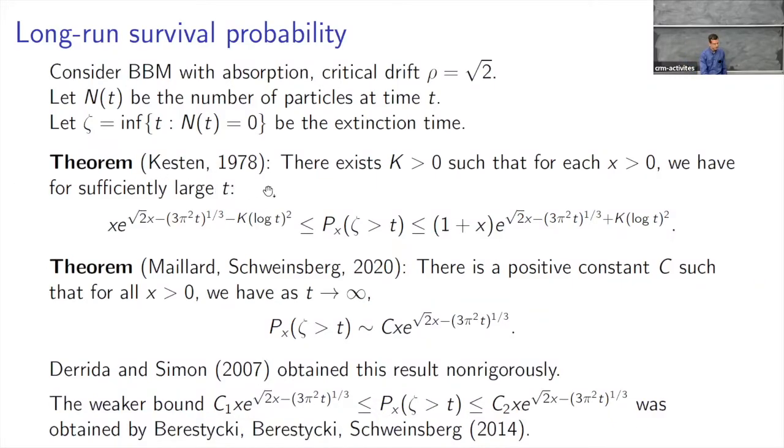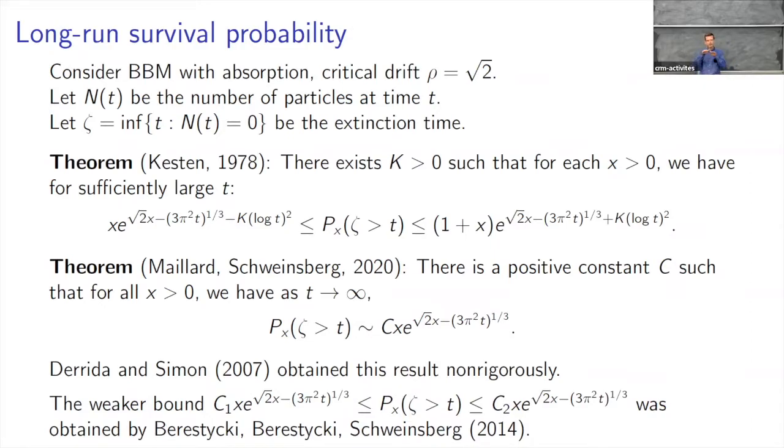So now Kesten proved this result about the long-run survival probability for the process. So Kesten showed that if we start the process from 1 particle at x at time 0, then the probability that the process survives for a large time t is bounded above and below by these 2 quantities. So we can see that the probability that the process survives for time t looks a lot like x times e to the root 2 x minus 3 pi squared t to the 1/3 power. However, the upper and lower bounds differ by more than a constant factor because of these e to the plus or minus k (log t) squared terms which show up. So here then is the new result, which is sharper.